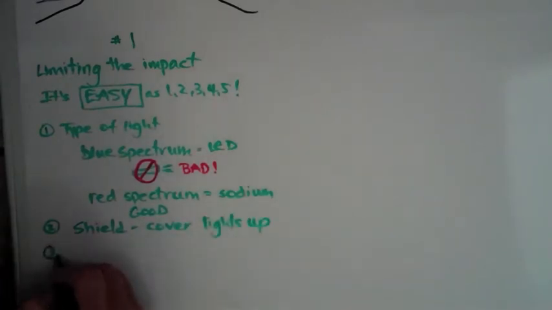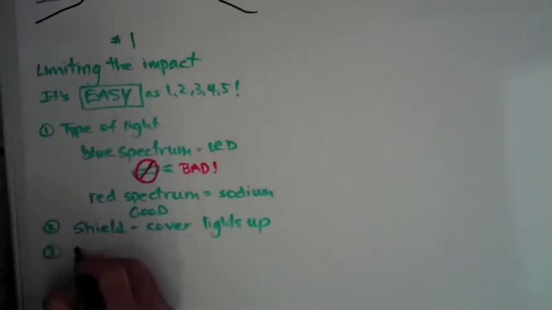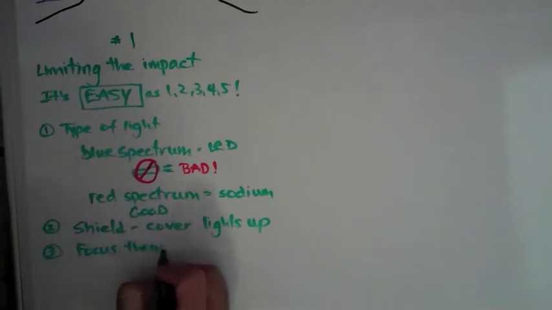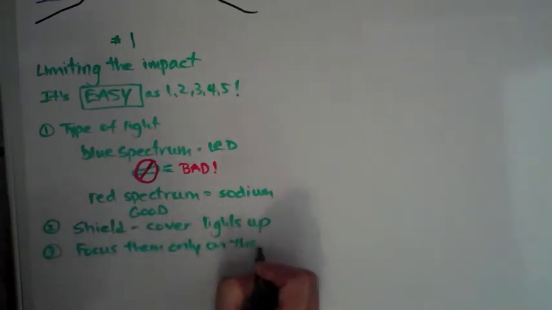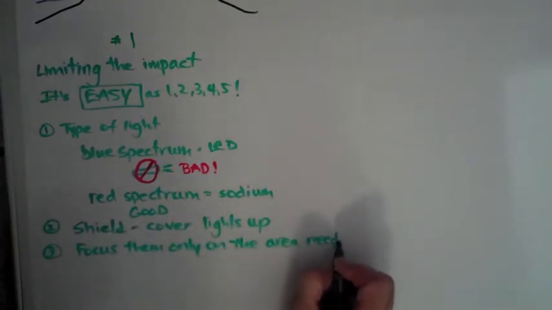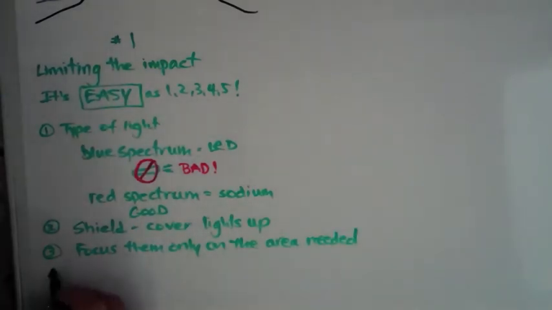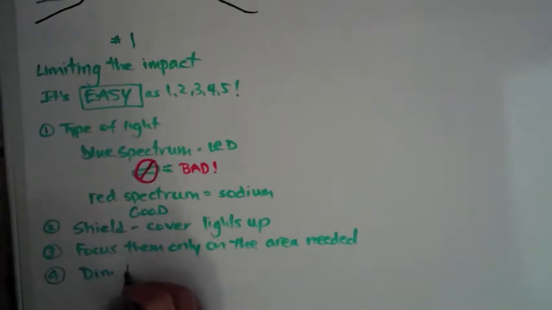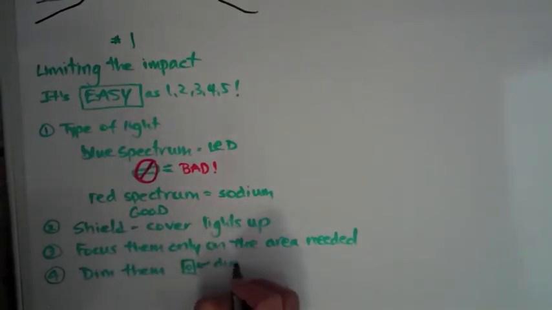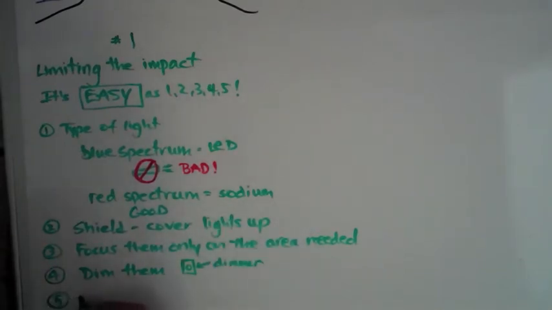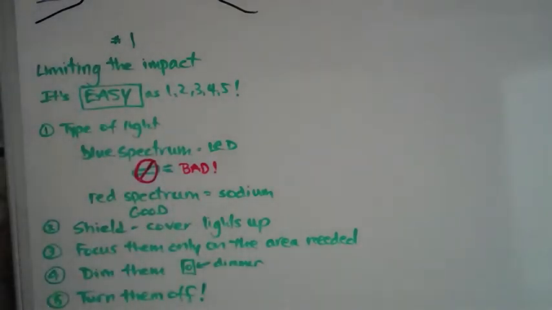Another thing you can do is you can put a little cover on the lights and prevent it from going up into the night sky if they're outdoor lighting. You can focus the light on a specific area, so you can limit it to only the area that's needed to be lit. You can use only the amount of light that's needed to do the job, not excess light, and you can turn them off when they're not needed. It's pretty easy.